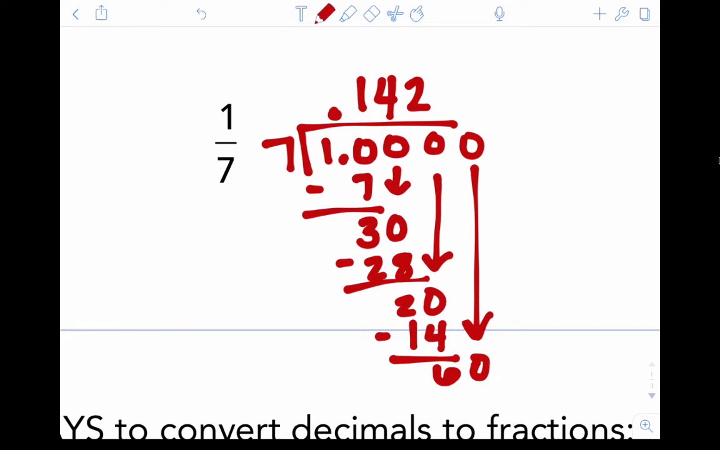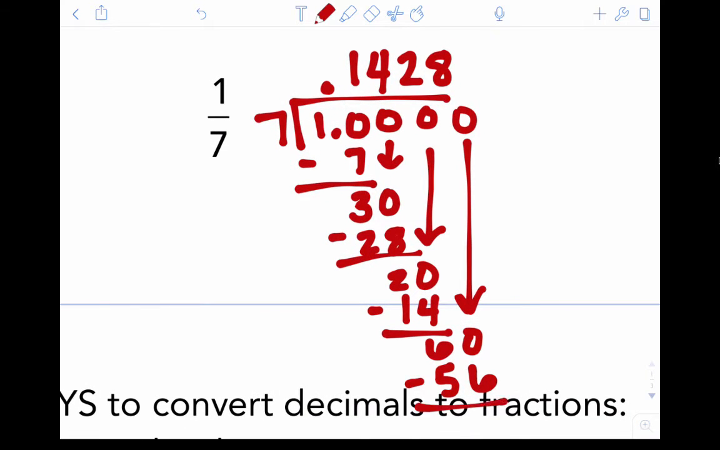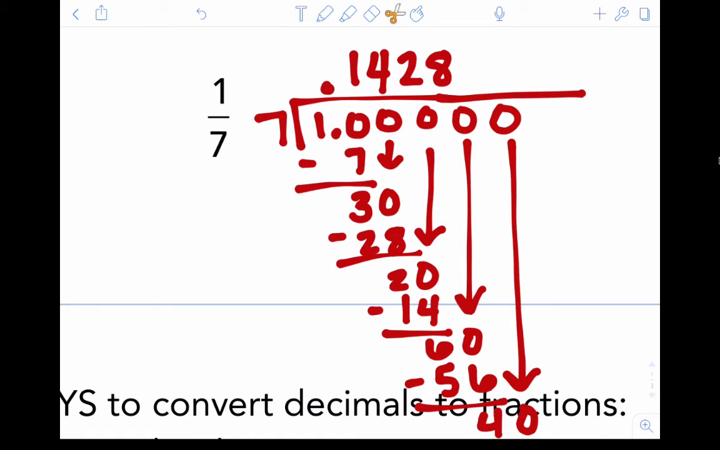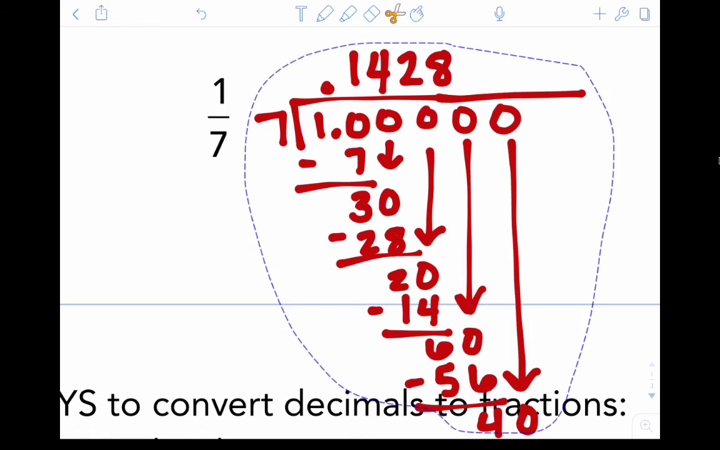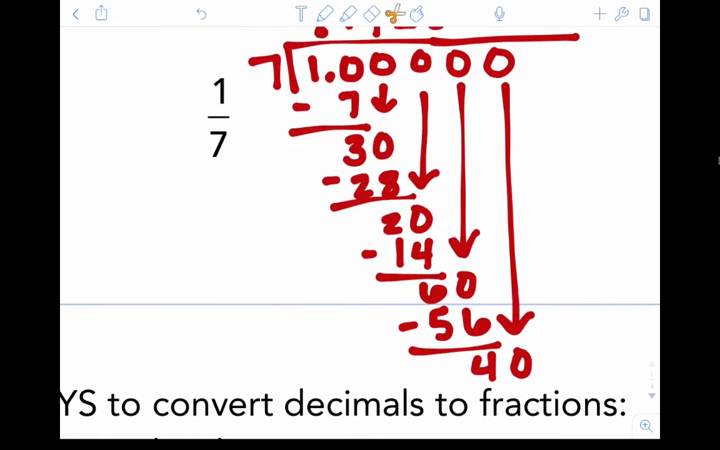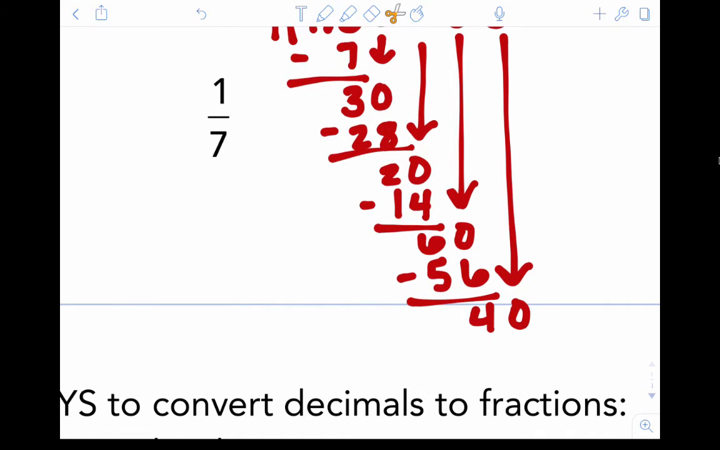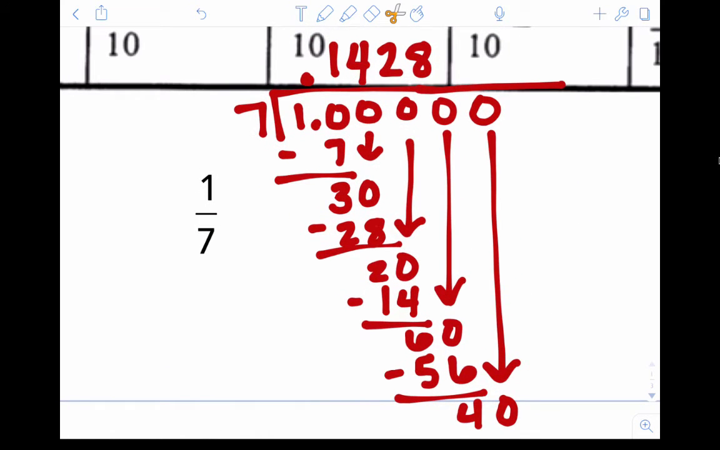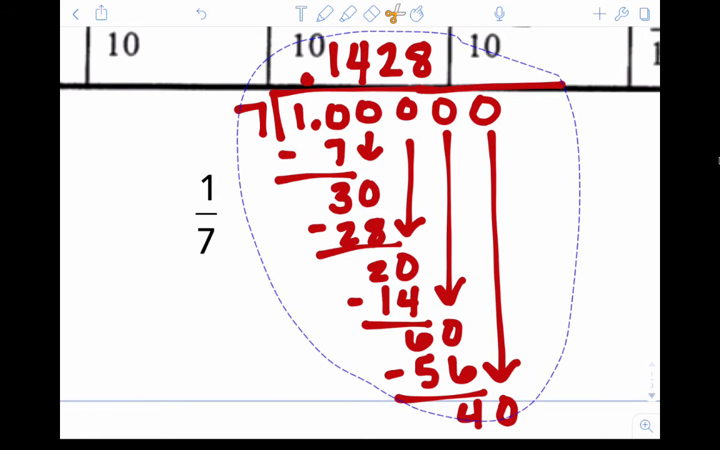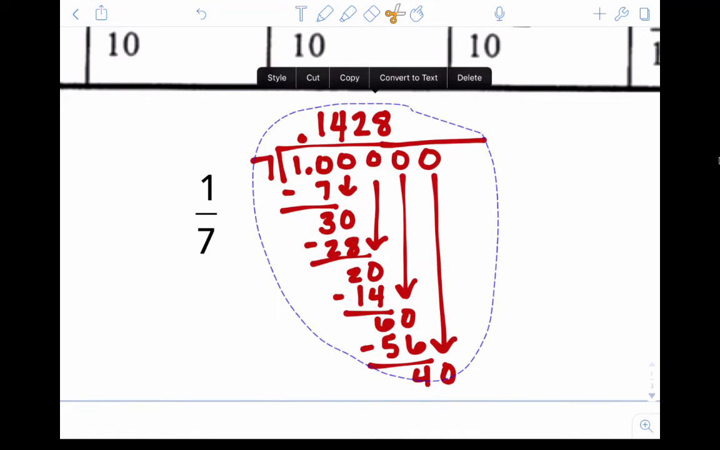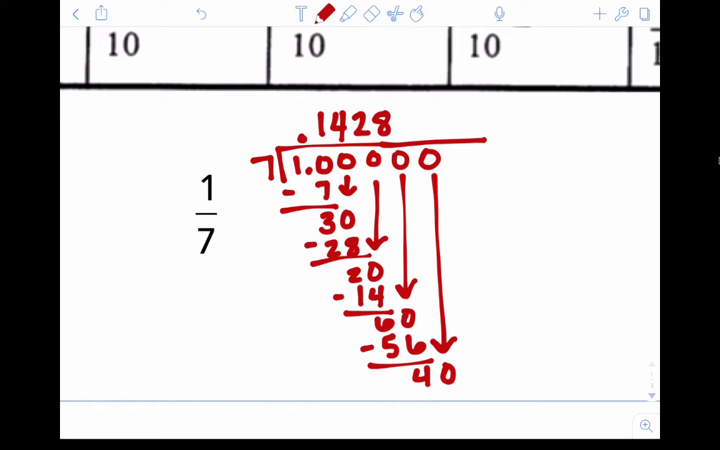7 goes into 60 8 times. 8 times 7 is 56. I'm going to subtract to get 4 left over. So I need to add a 0, bring it down. Now at this point you might be thinking that this is going to go on forever. But remember that 1/7 is a fraction, which means that it's rational, which means that this is either going to end or repeat. So we just need to keep going.